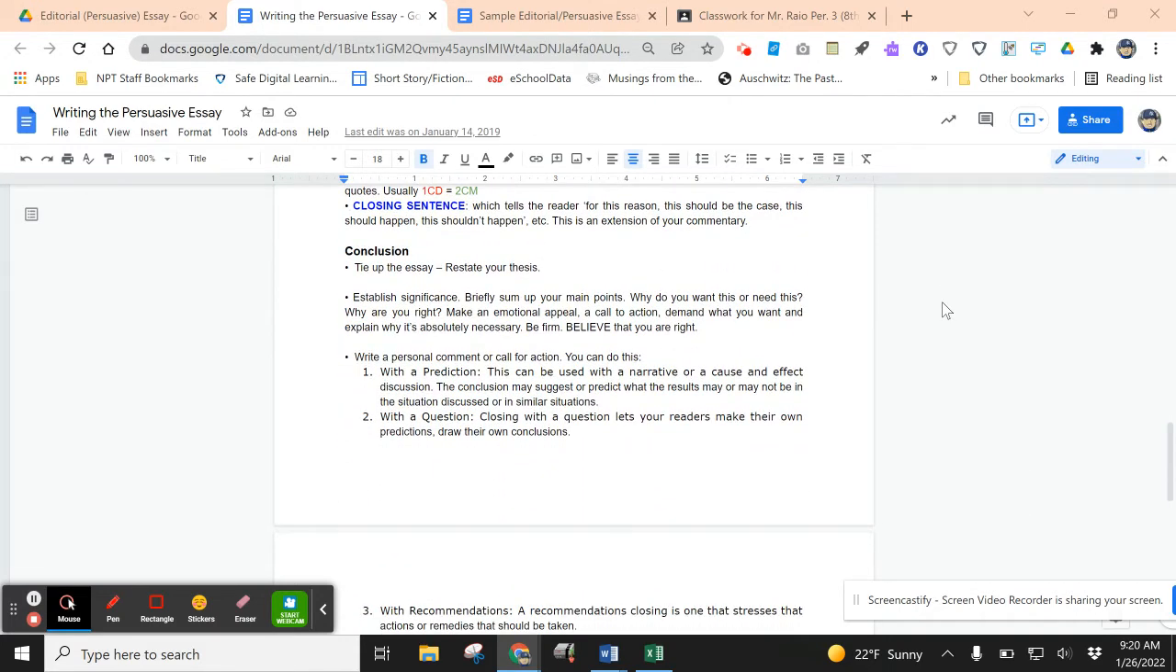Okay, this is where you tie up your essay. You restate your thesis, similar to the literary essay. Try to say it in a different way, rephrase it. You want to establish significance, briefly sum up your main points. Why do you want this or need this? Why should this happen, this thing that you're arguing for?